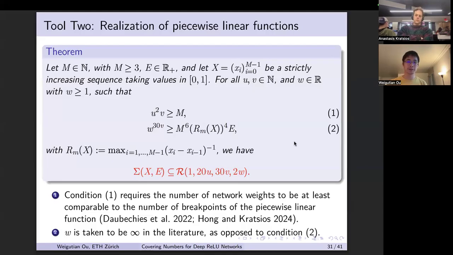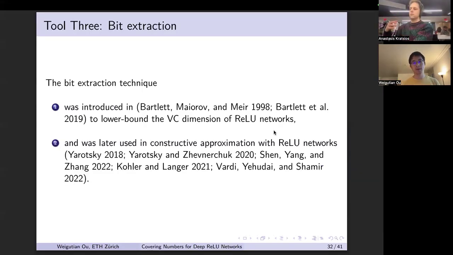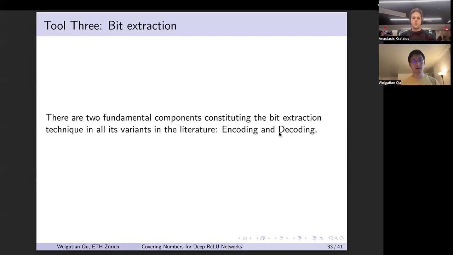But in order to achieve the optimal approximation, we still need another tool that is called the bit extraction technique. The bit extraction technique was first introduced by Peter Bartlett to lower bound VC dimensions. And it was also used to make some constructive approximation in the literature, using the neural network to approximate certain functions. The technique consists mostly of two components, and that is the encoding and the decoding.